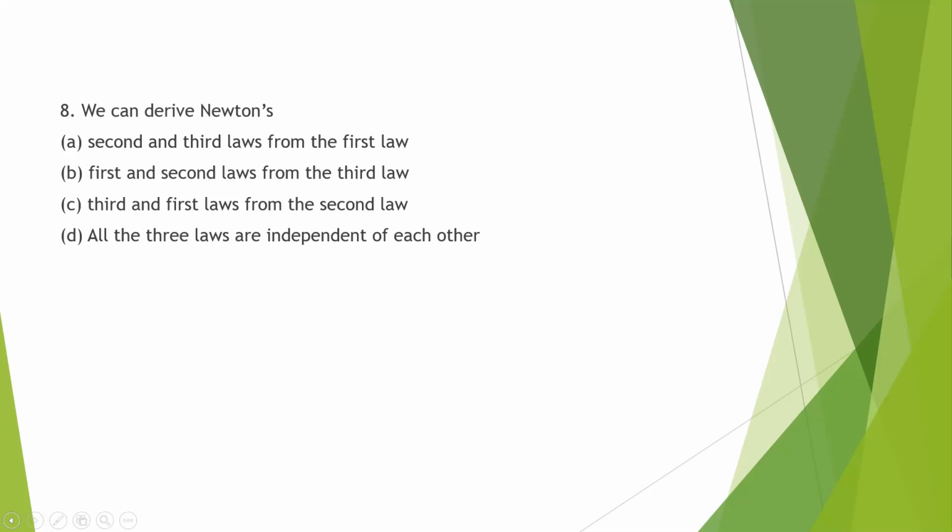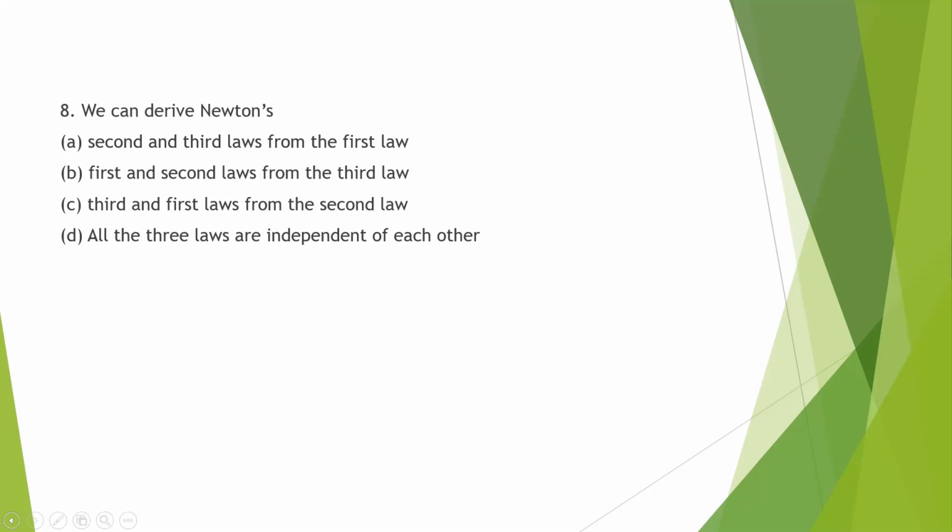Is it true? Next, first and second laws from the third law. Third option, third and first law from the second law. Then option D, all the three laws are independent of each other. See, option D is not at all correct. All the three laws being independent of each other is highly impossible.